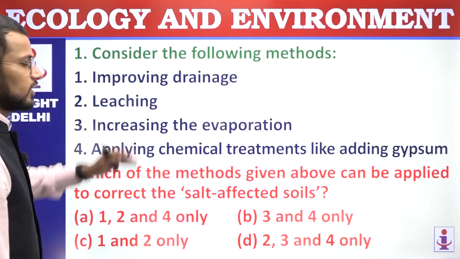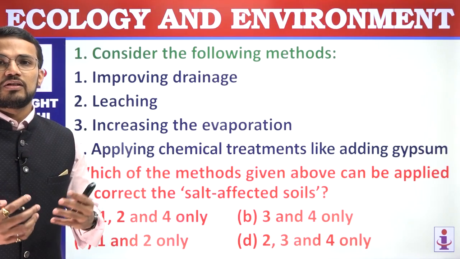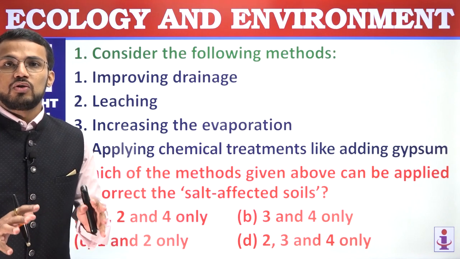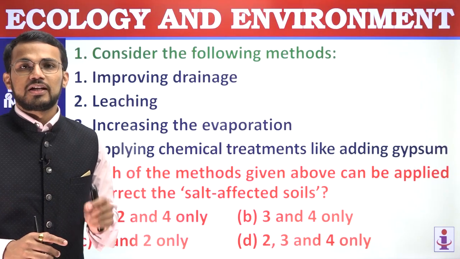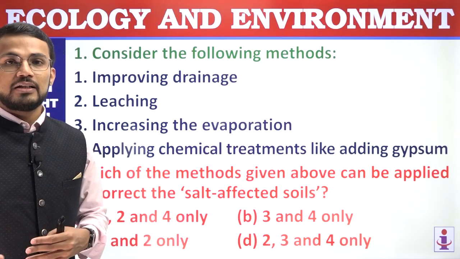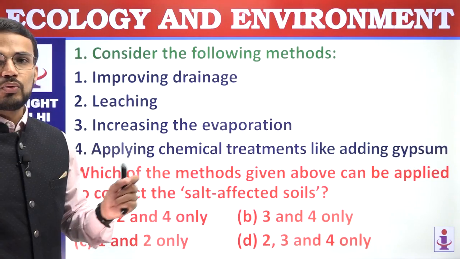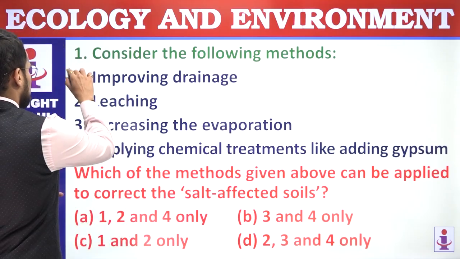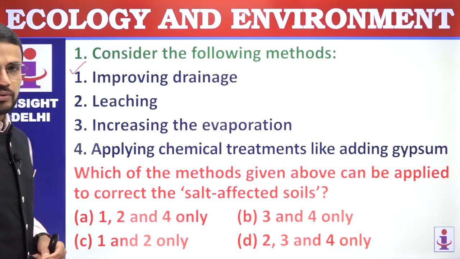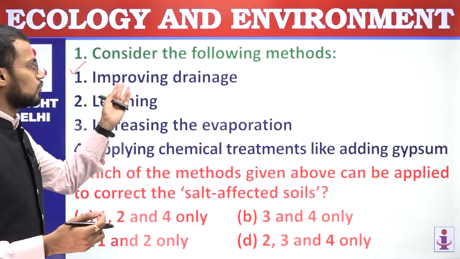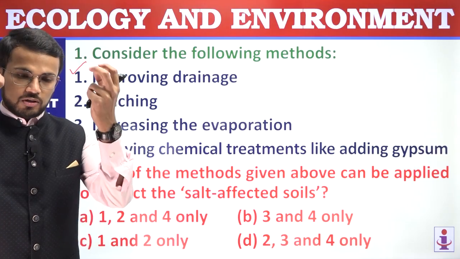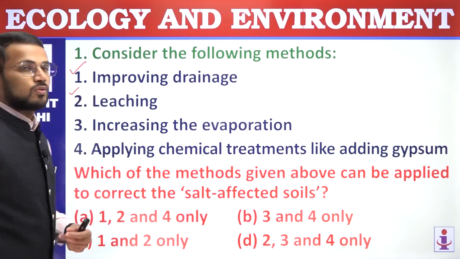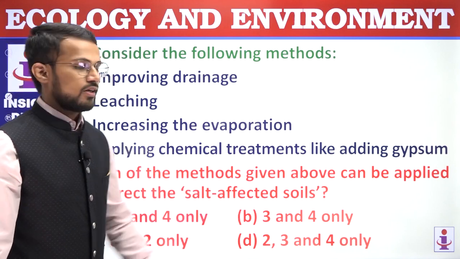First, improving drainage. It may be the case that there are more salts because of poor drainage in that soil, as a result of which waterlogged conditions are developing. If we maintain proper drainage, then we'll be able to improve the conditions of soil as well. Salinity will reduce, and that's why the first statement is correct. Second, leaching. Leaching is also one of the ways of improving drainage, because in leaching, water percolates towards the ground surface, and that's why leaching is also considered as one of the measures to correct salt-affected soil.